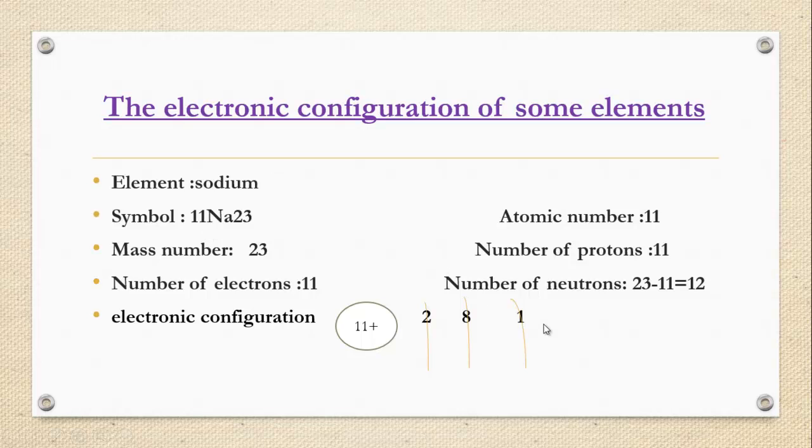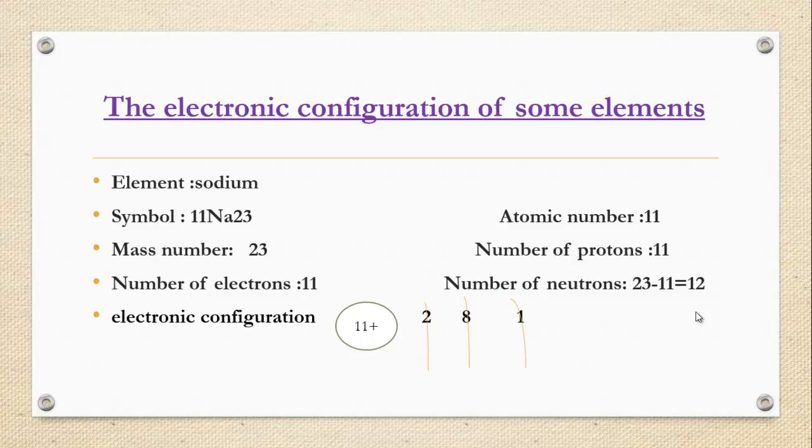What about the number of neutrons? The number of neutrons means 23 minus 11 equals 12. Why? Because 23, this is what? The number of protons plus neutrons. But 11 is the number of protons only. So 23 minus 11 equals 12. This is the number of neutrons.